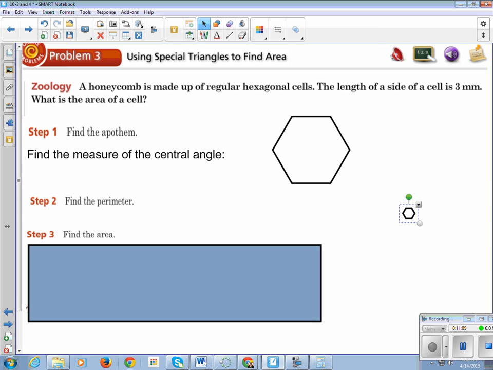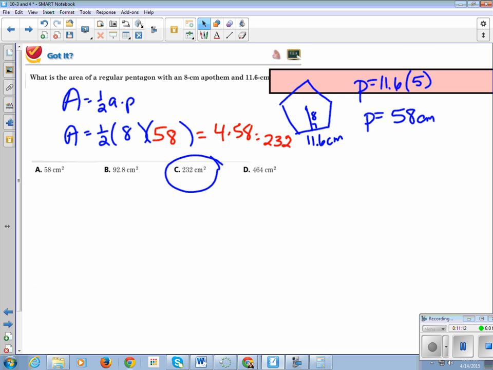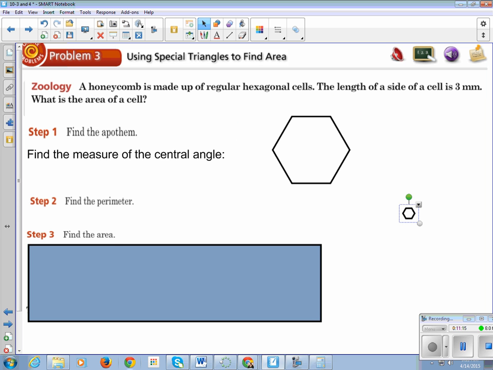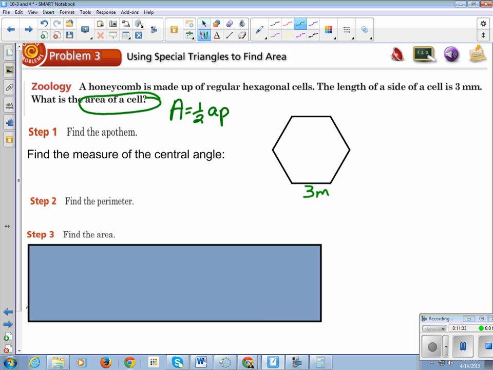Somebody has measured them and found that the length of the cell is 3 millimeters. We need to find the area of the cell. So our goal is to find the information needed. A is equal to 1/2 the apothem times perimeter. The first thing we need to do is find the apothem. And I'm going to label that A.